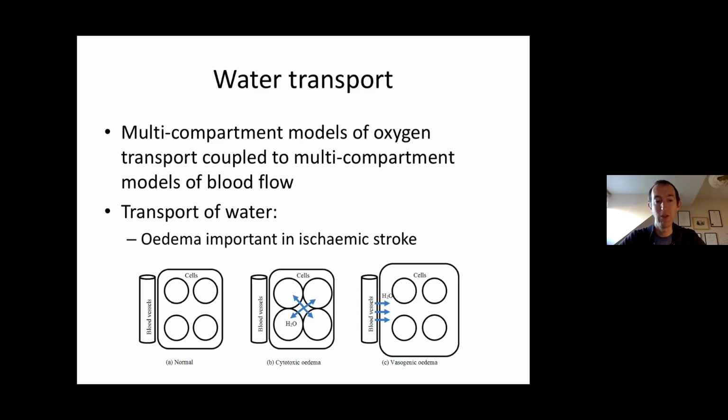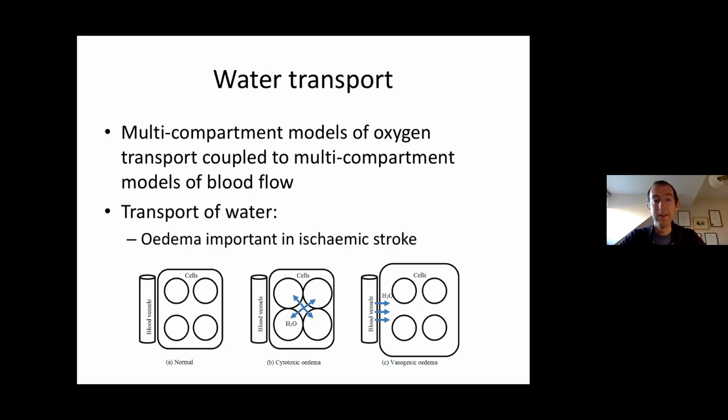These are different things, one where the cells swell, so the intracellular space increases, and one where the extracellular space increases. And these occur after stroke, and these can occur in different proportions in different regions of the brain, and it's very important to understand how these behave. And they're of course driven by hypoxia and driven by ischemia.